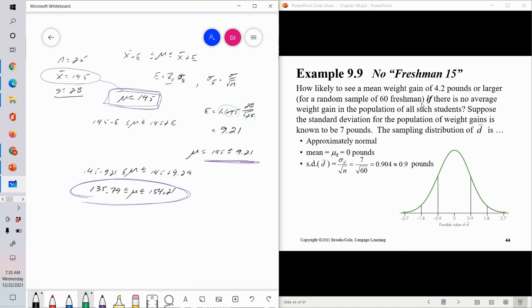So I have a group of 50, 60 freshmen that are going to participate in the survey. They come on campus, I weigh them, so I have their before weight. At the end of the first semester, I weigh them again, and I have their after weight. So what I'll do is simply subtract the end of the semester weight from the beginning of the semester weight, and I have one score for each person.